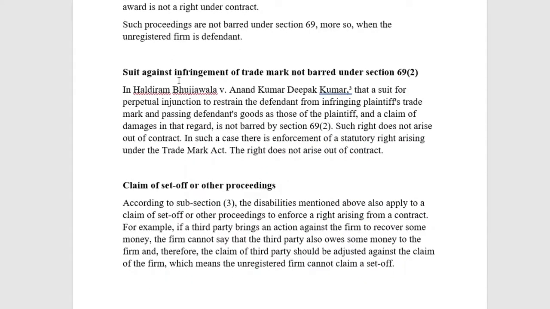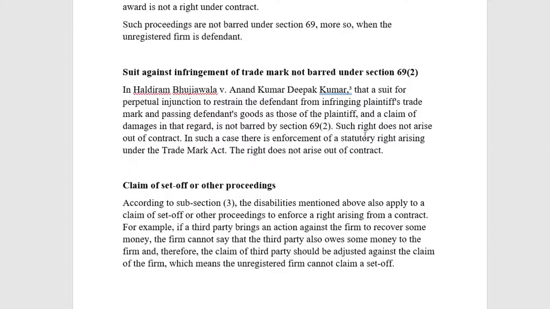The next aspect is the dispute concerning a trademark. If there is any dispute with regard to a trademark, the non-registration of the firm cannot affect the trademark right, because it is concerned with a different enactment. It is a statutory right under the Trademark Act, as said in Haldiram Bhujiawala versus Anand Kumar Deepak Kumar, that a suit for perpetual injunction to restrain the defendant from infringing the plaintiff's trademark and passing off defendant's goods as those of the plaintiff, and a claim of damages in this regard, is not barred by section 69 subclause 2.